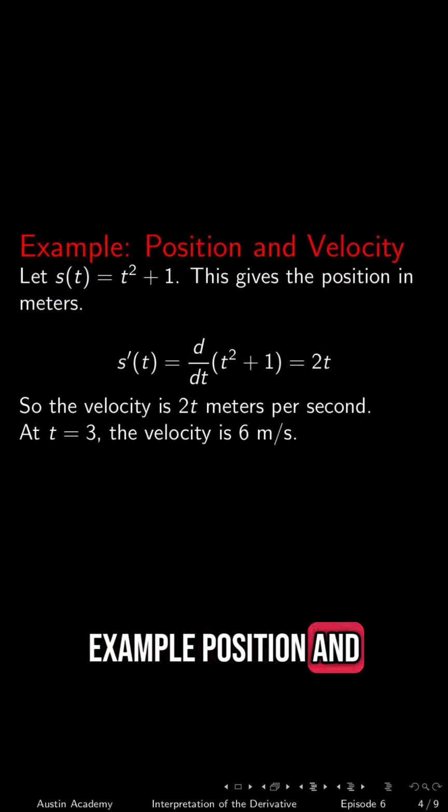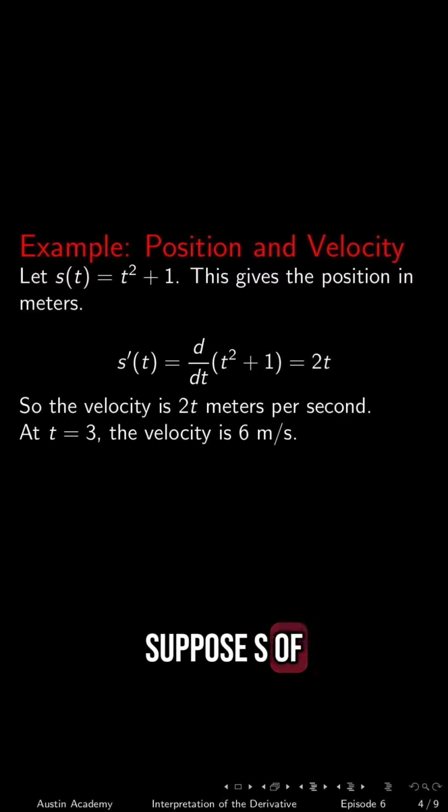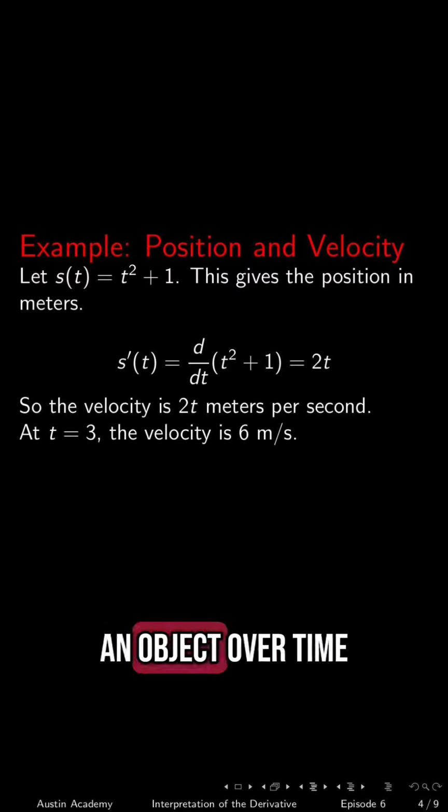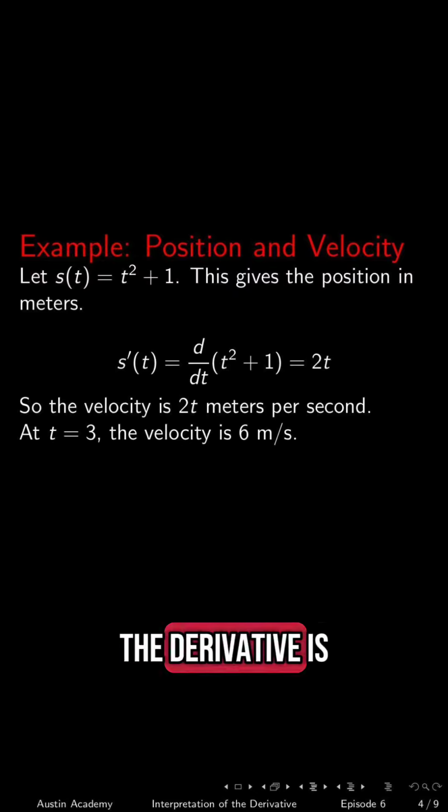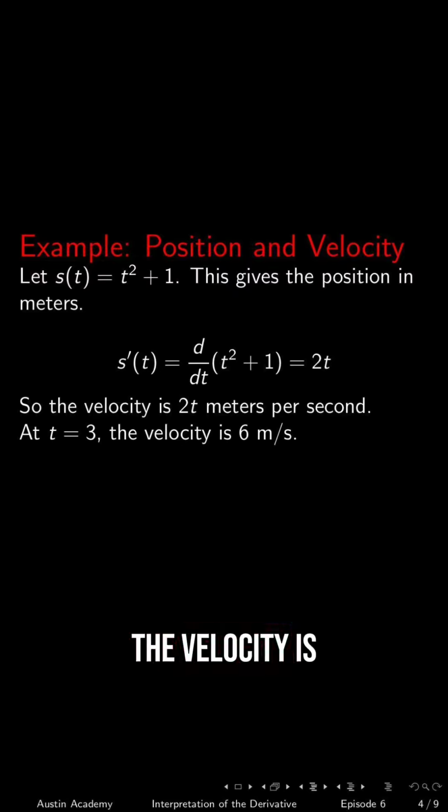Example: position and velocity. Suppose s(t) = t² + 1. This tells us the position of an object over time. The derivative is 2t, so the velocity is 2t meters per second. At t = 3, the velocity is 6 meters per second. That's the power of derivatives, they make motion exact.